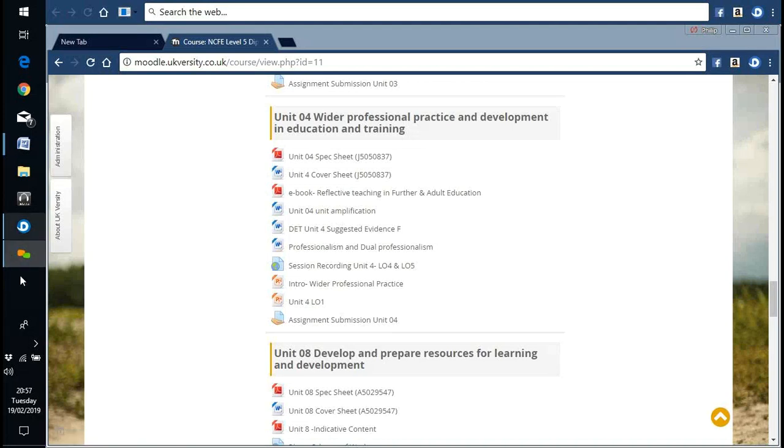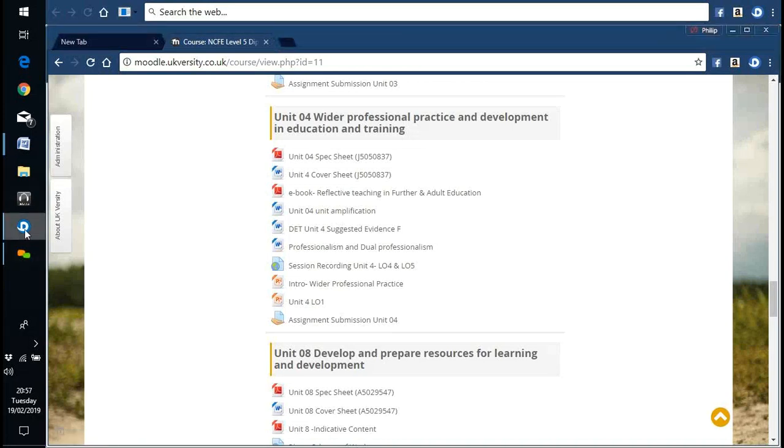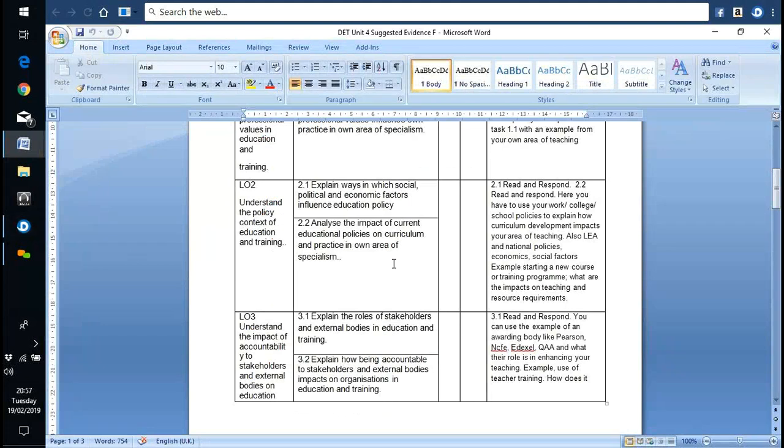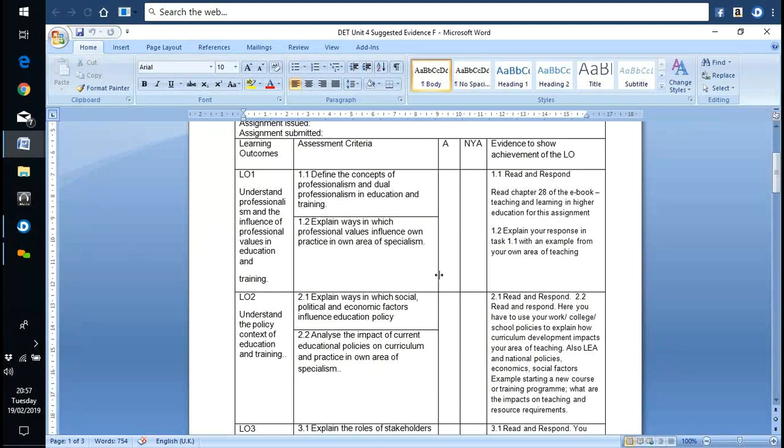So going back to the, I've got it over here, I'm sorry. The information on here is looking at the ebook and explaining in response from one point on an example of your own area of teaching. Those two particular learning objectives should be fairly straightforward to maintain. It's asking for a definition and an explanation, yeah?